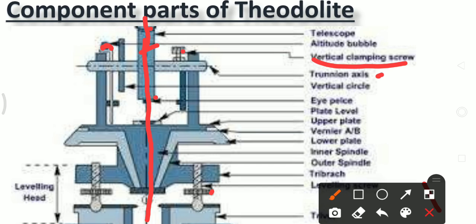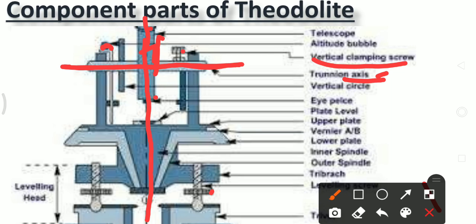Next component part is the Trunnion axis. This dotted line as shown in the figure is known as the Trunnion axis. The Trunnion axis is also called the horizontal axis. The Trunnion axis is the axis about which the telescope is rotated in the vertical plane.